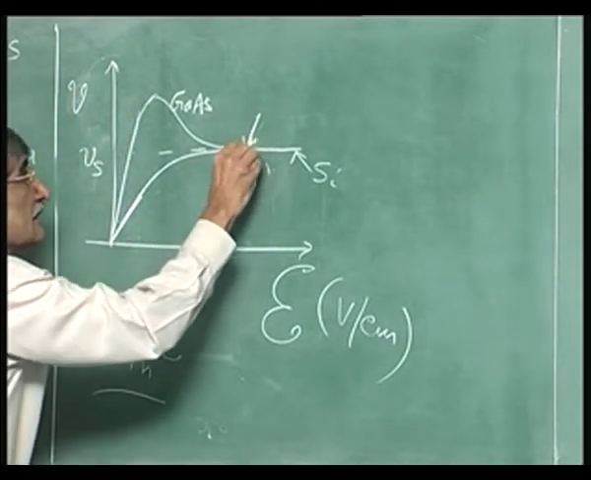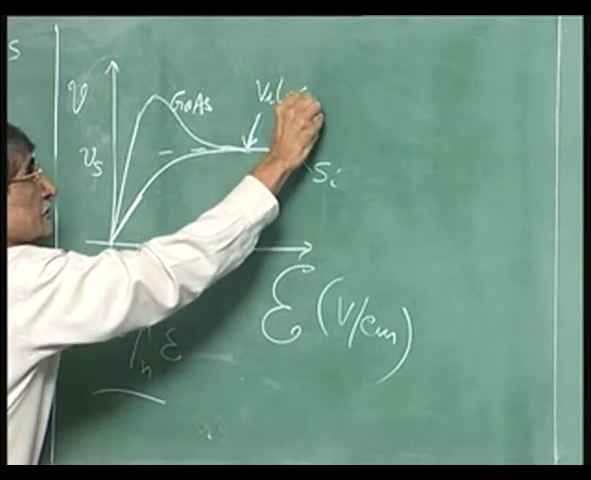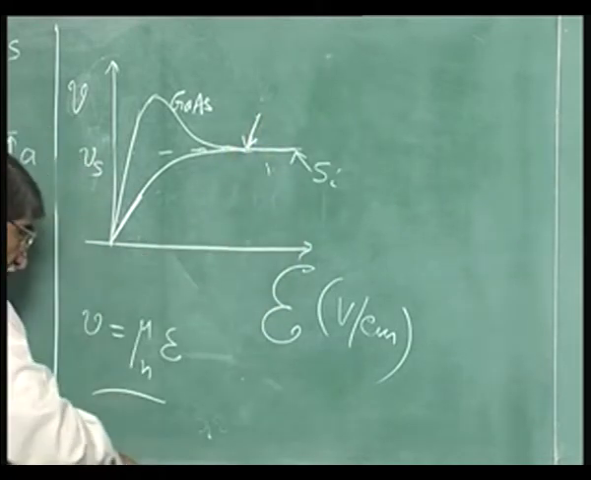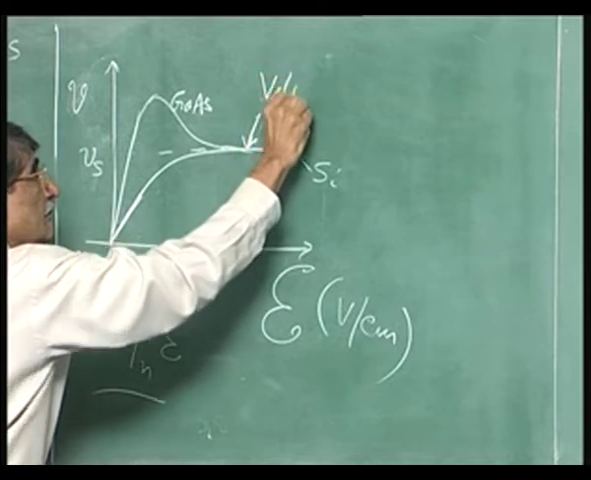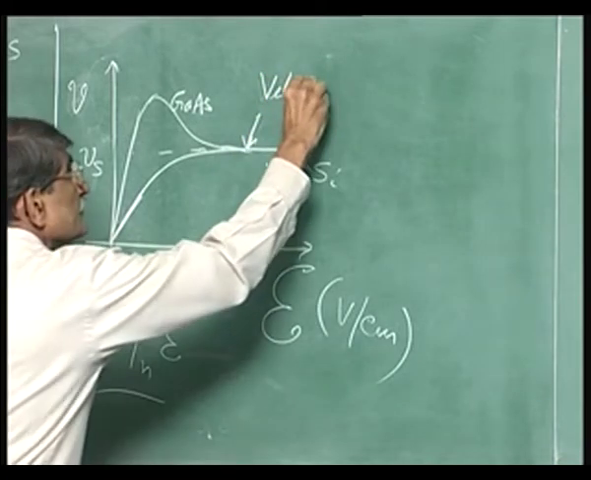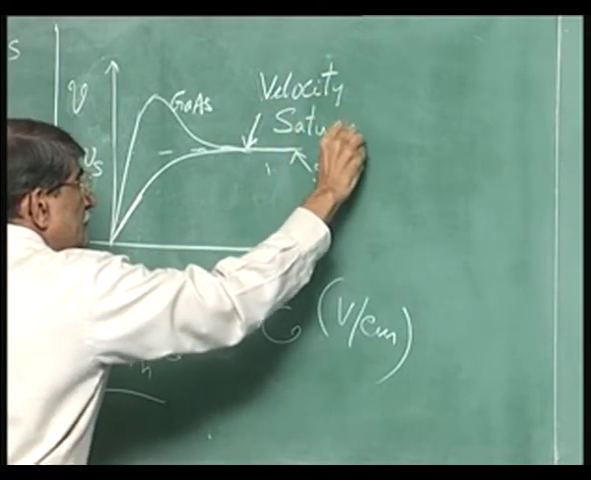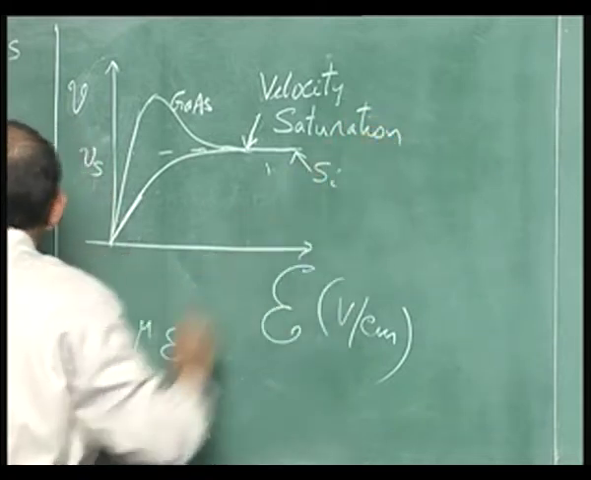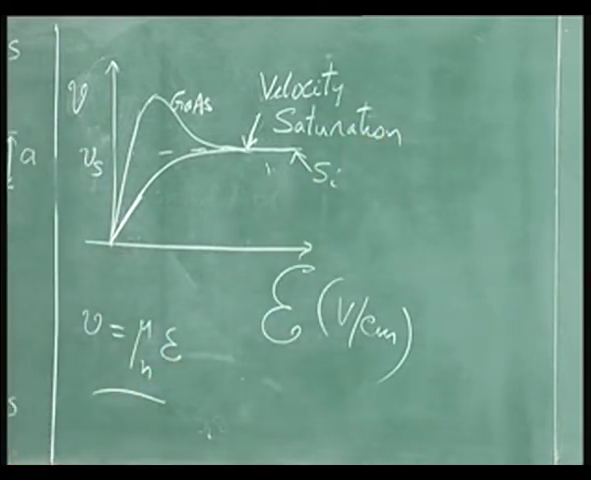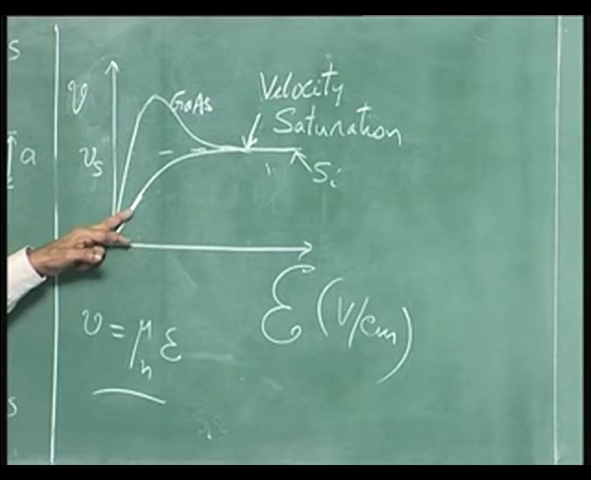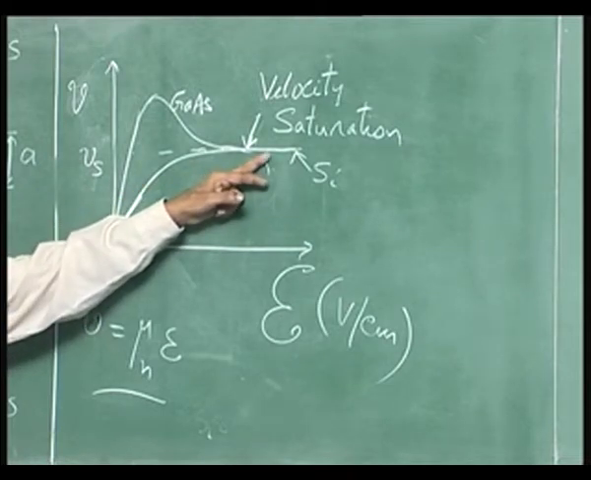This is the velocity saturation. You must write it slightly bigger. That is velocity saturation. So, what we are trying to tell is this will be true when the fields are low, and ultimately it will be velocity saturation.